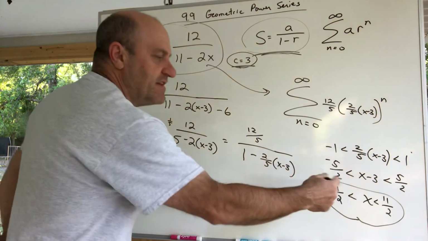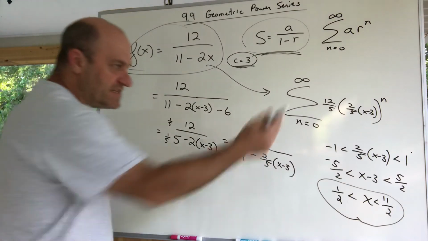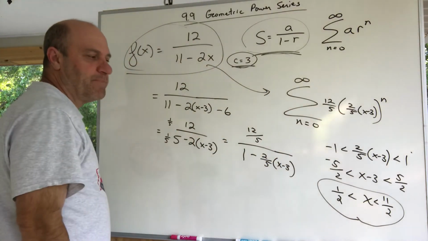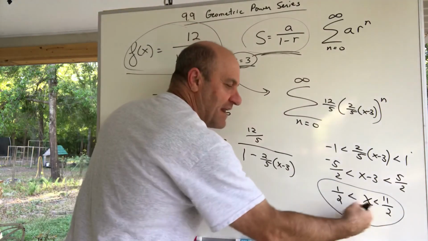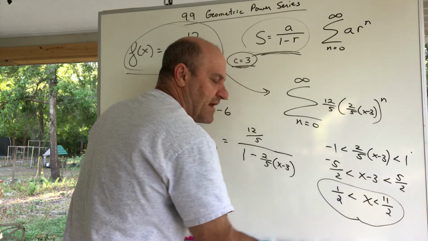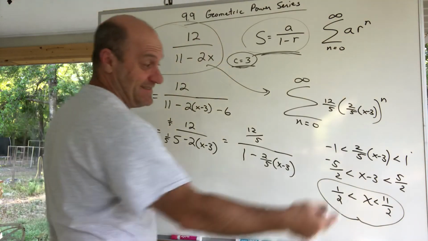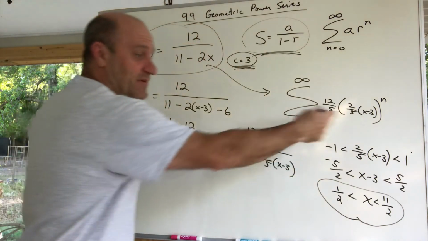When x lives in there, it converges to this function. This series converges to this function for all those x's. By the way, what's the center of that interval? What is the center of that interval from 1 half to 11 halves? The center is, you guessed it, 3. We centered this thing at 3.